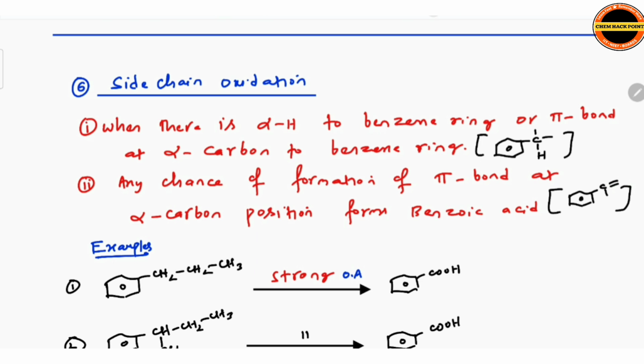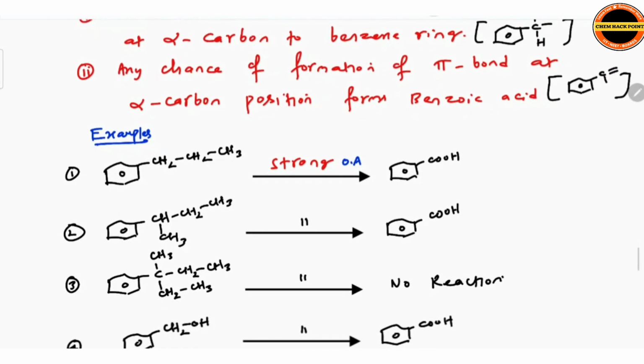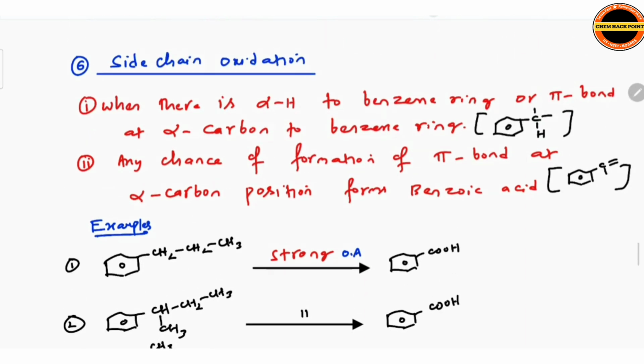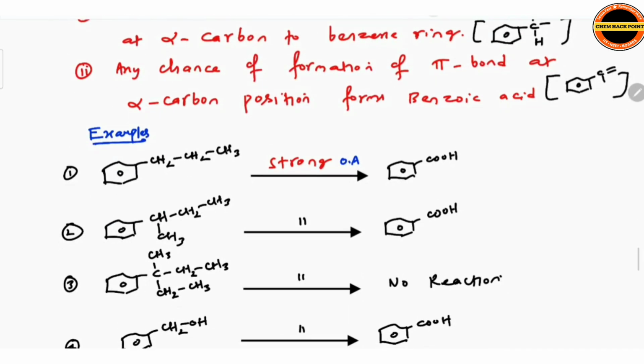In these two cases, you will get side chain oxidation. Condition number one: alpha hydrogen should be there, with a chance of formation of a double bond at the alpha carbon. See here, we have to use strong oxidizing agents. Here there is an alpha carbon with alpha hydrogen with respect to benzene. So this particular carbon connected directly to benzene is converted to carboxylic acid. Here also there is one alpha hydrogen. This particular carbon is converted to COOH.